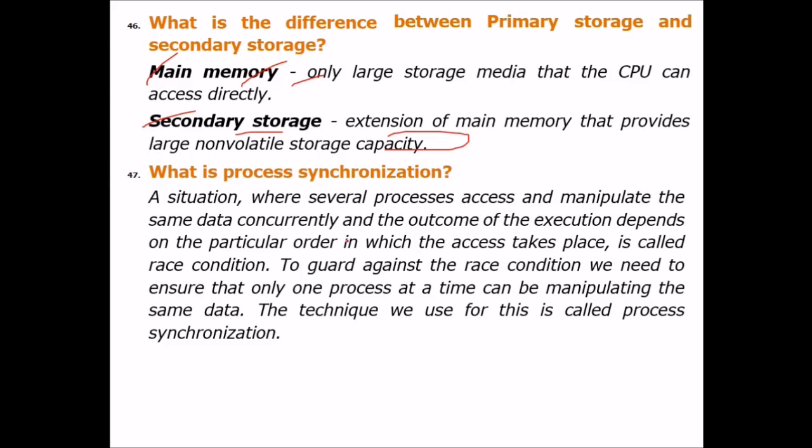What is process synchronization? A situation where several processes access and manipulate the data concurrently, and the outcome of the execution depends only on the particular order in which access takes place, is called a race condition. To guard against the race condition, we need to ensure that only one process at a time can be manipulating the same data. The technique we use for this is called process synchronization. Concurrent and continuous working of the processes can be relieved by this process synchronization.